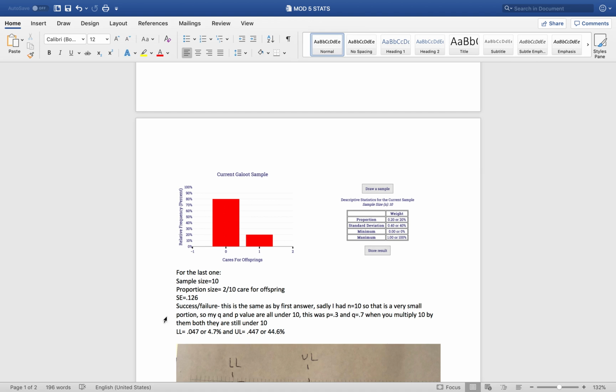And again, for my success and failure rate, I said that it failed just because the numbers were under 10. Now I'm wondering if I put 40 galutes instead of 10, that's higher than 10, of course, so I'm assuming that would pass the success failure rate. Again, I might need somebody to comment and help me on that. But for this, I'm also 95% confident that the offspring that wants galutes, which is 2 out of 10, is going to lie between 0.047 and 0.447.